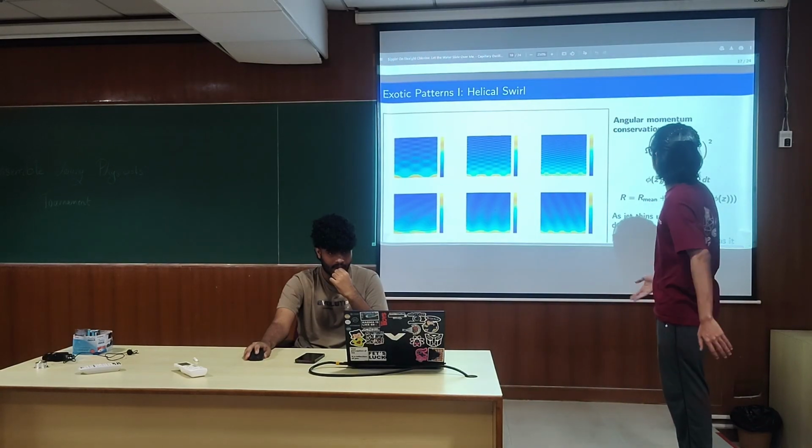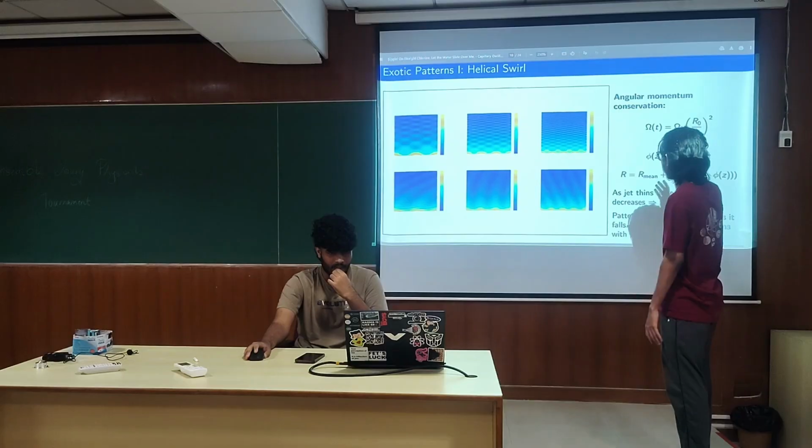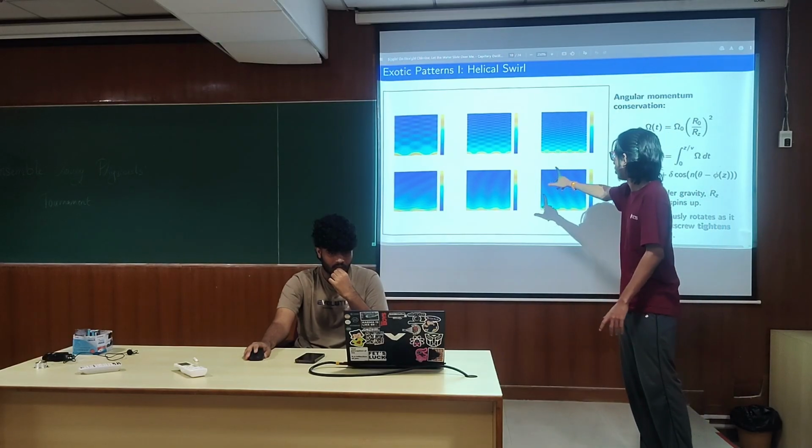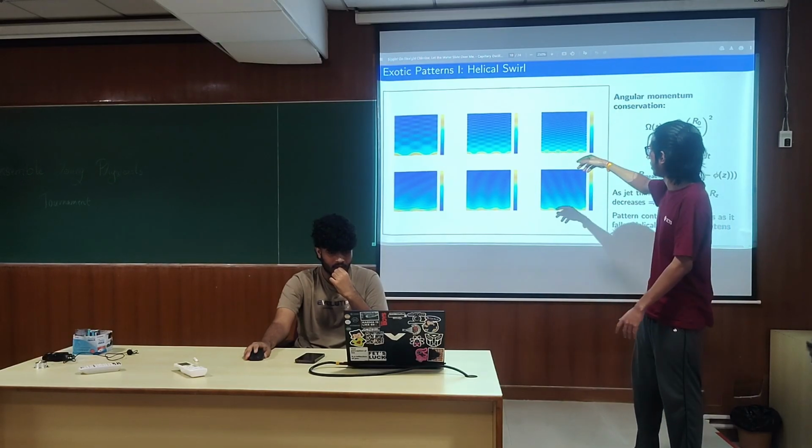Let's move down. These are again the exotic patterns that we have done for initial angular momentum, and we can see that it is turning in a helical form. The jet characteristics here.